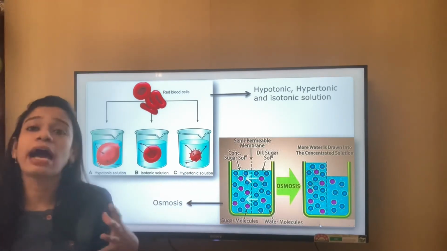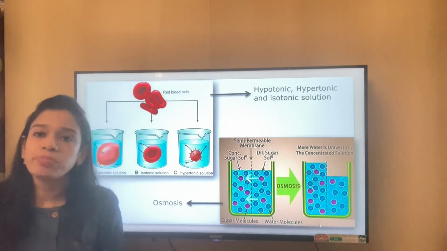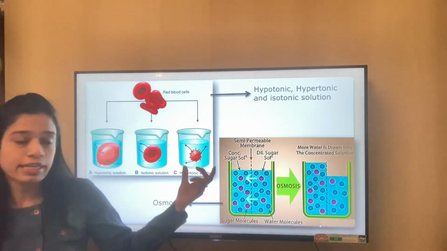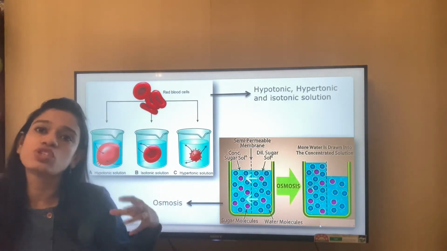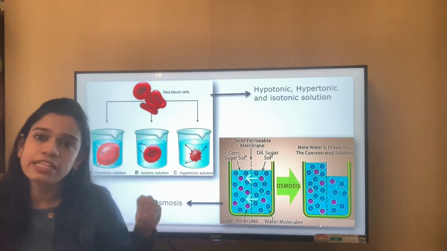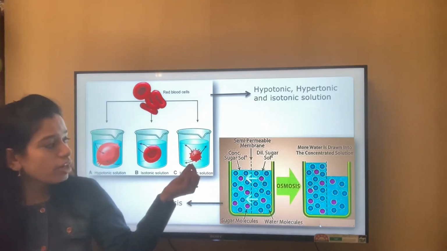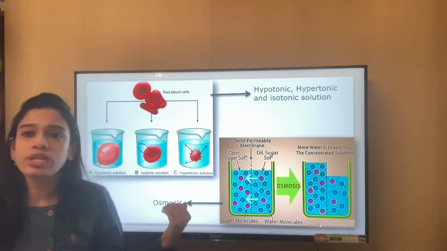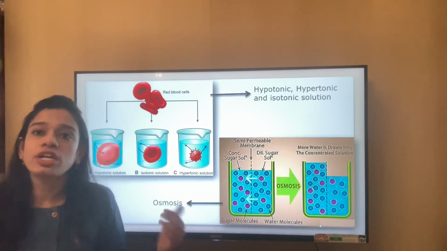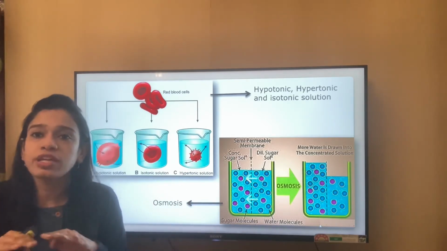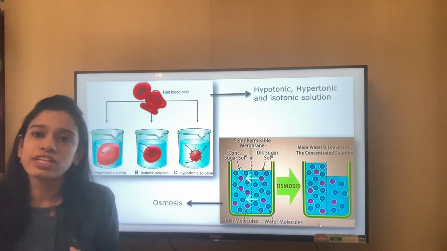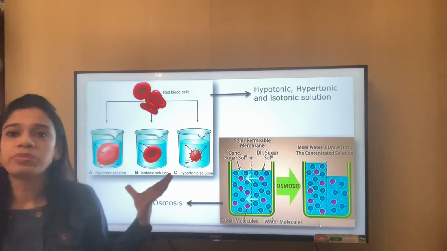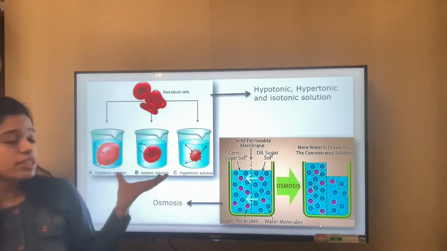But when you place it in a hypertonic solution, hypertonic means the concentration of the solute in the beaker is more. So obviously the concentration of the solvent is less. What happens? Water from the cell moves out into the beaker in order to reach equilibrium. So the cell shrinks. This is what happens in different types of solution. So this is very important.